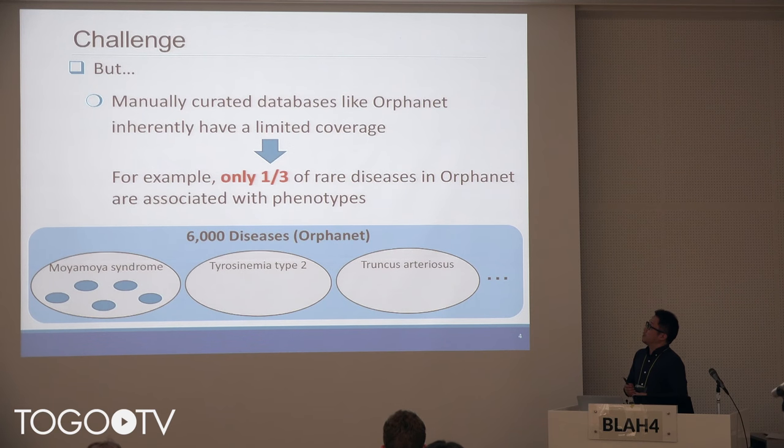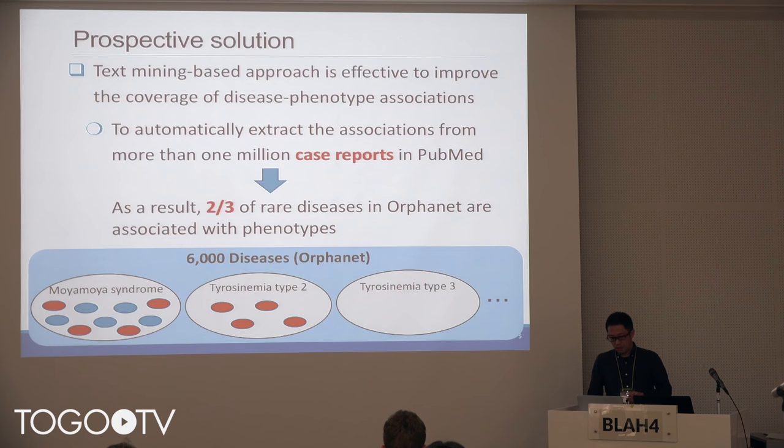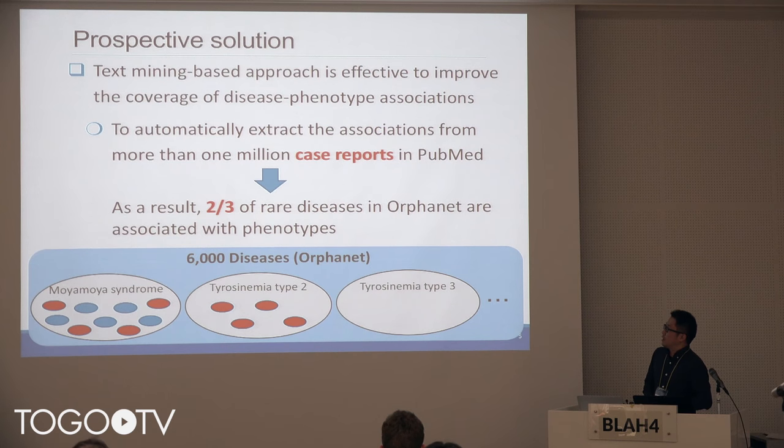But manually curated databases like Orphanet usually have a limited coverage. For example, only 1/3 of rare diseases in Orphanet are associated with phenotypes. So to address this problem, we used text mining-based approach to improve the coverage of disease phenotype associations. We automatically extracted the associations from more than 1 million case reports in PubMed. As a result, 2/3 of rare diseases in Orphanet are associated with phenotypes.